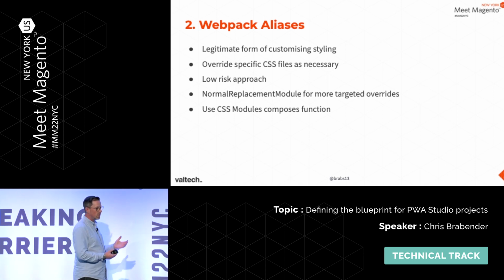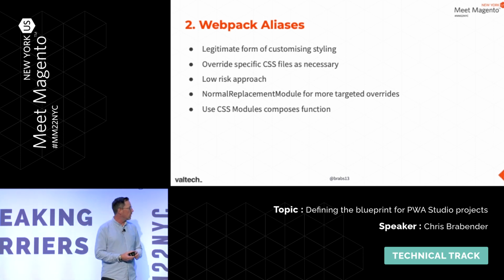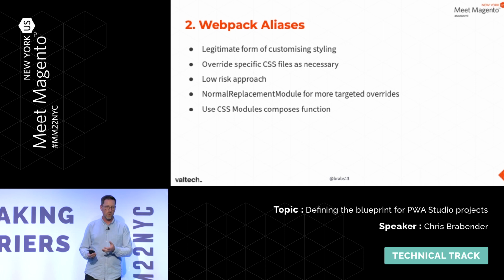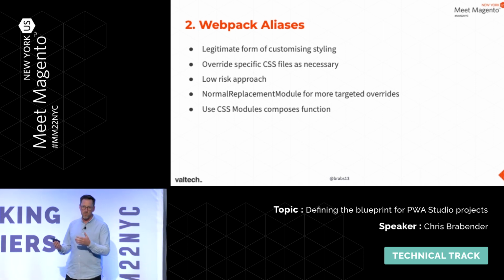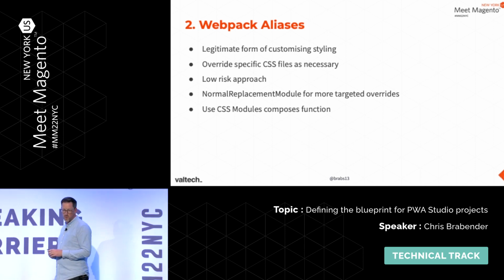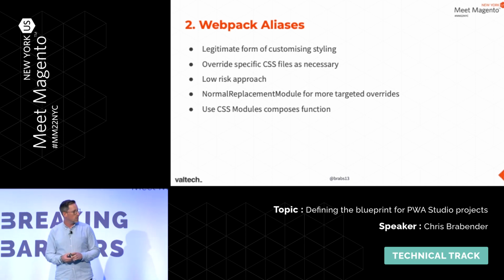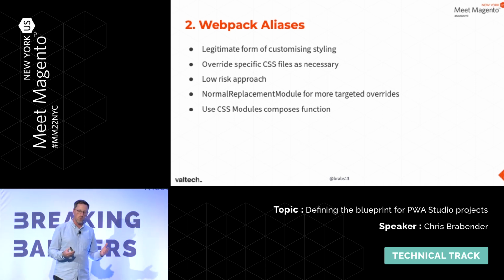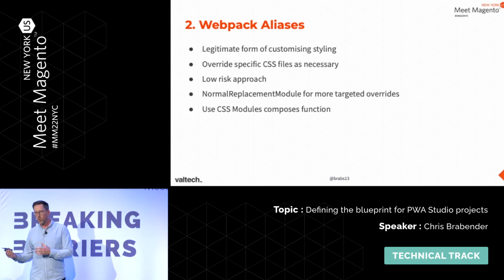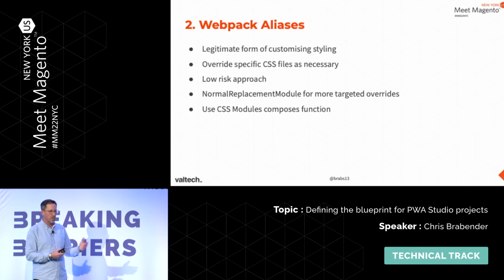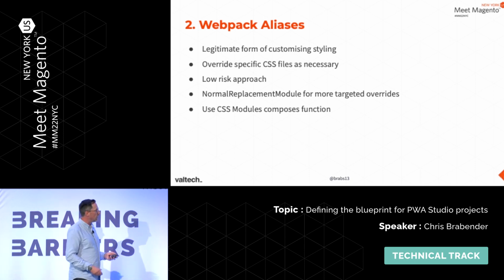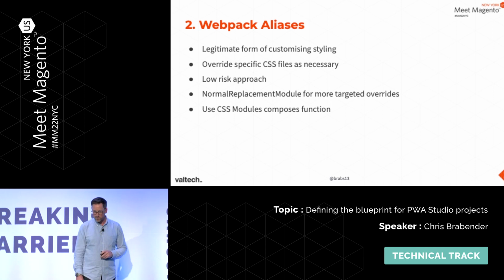It's a great feature within PWA Studio and React where we can compose from core. So we're able to inherit from that core styling within our aliased CSS file. So we don't have to completely build CSS from scratch. We can compose from core and apply our customizations as necessary. Quite a low-risk approach there.